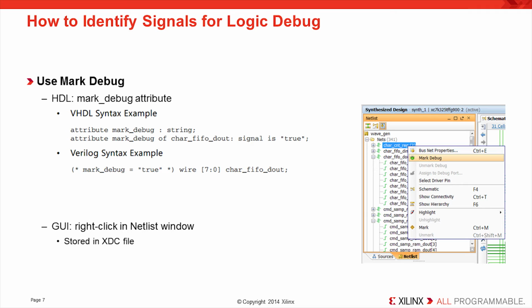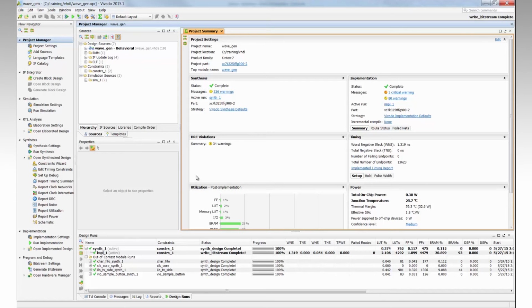Marking nets for debug not only directs synthesis and implementation to best preserve the signals, they are also used in the Setup Debug Wizard and Debug Window GUI for helping you to easily find the debug nets. Let's have a look at all of these features in the tool. To use the insertion flow, first you need to open the synthesized design.